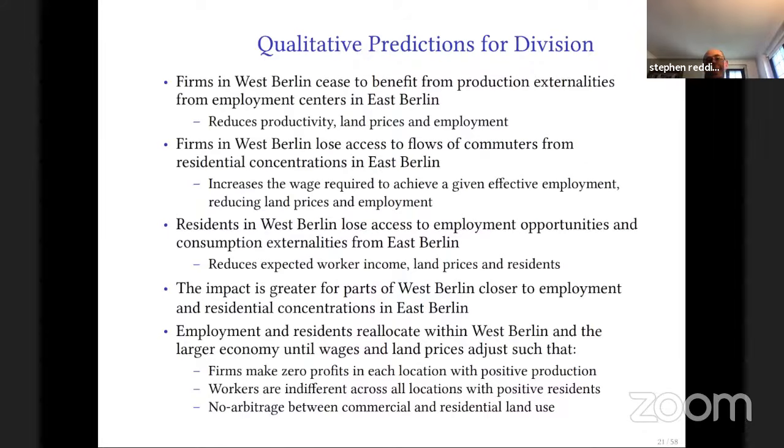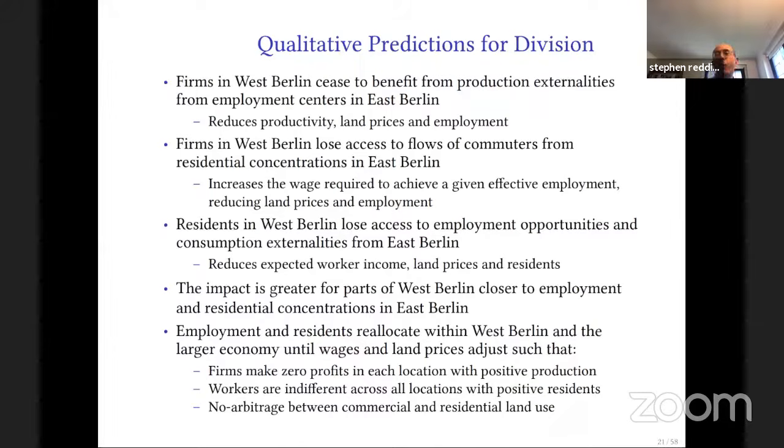So what I'm going to do is talk about the model's qualitative predictions for division. I'll briefly show you what happens, and then we're going to take our 10-minute break before we get into the structural estimation of the model. So what does the model say will be the qualitative effect of division? Well, it's going to be very intuitive.